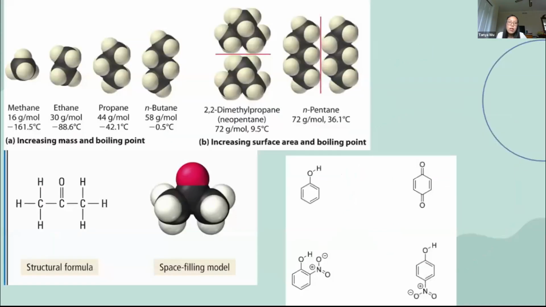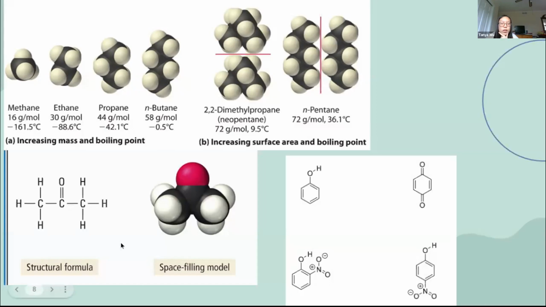So, since London dispersion forces are based off of the random movement of electrons, the more electrons it has, the more potential there is for a London dispersion force. So, the bigger the molecule is, the more surface area, the more it's branched out, those are going to have more London dispersion forces. So, pentane is going to have a bigger intermolecular force than methane, since it's bigger and also has more surface area.